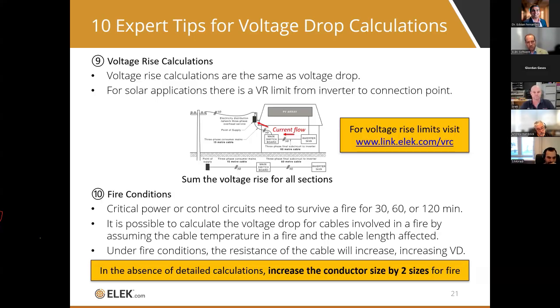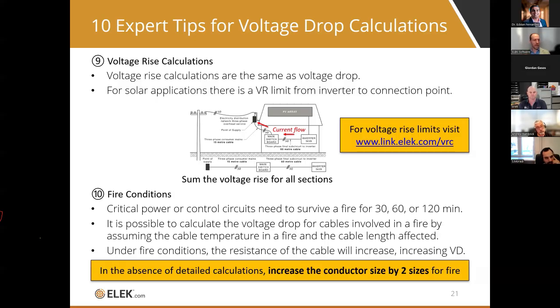Fire conditions. Sometimes for buildings, critical power and control circuits need to survive fire, depending on the fire rating that you require: 30 minutes, 60 minutes, 120 minutes, 2 hours. It's possible to calculate the voltage drop for cables during a fire. A temperature of around 836 degrees is used. Remember, I mentioned that as cable temperature goes up, voltage drop goes up. So that needs to be considered.